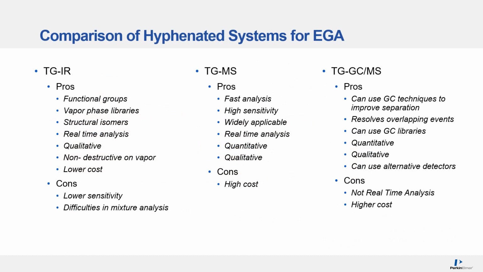So now that we know what it looks like, let's do some comparisons of why you would want to pick one hyphenation technique over another. Here we've laid out the TG-IR, so that's thermogravimetric analysis and infrared spectroscopy, TG-mass spec, and then TG-GC-mass spec. You can see that there are pros and cons for each one of them, and it's important to know which one will be better for what you need to do. I'm not going to read through these, but this will give you an idea of which is better suited for your application.